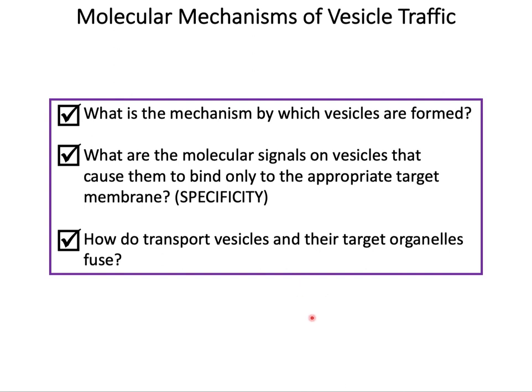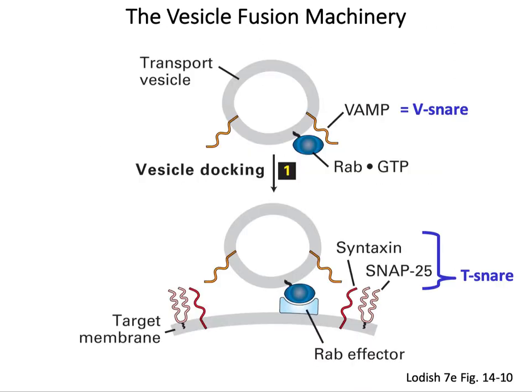How do these transport vesicles, once they find their membrane, fuse with the target membrane? What is the mechanism of fusion? So here are the V-snares and the Rabs which do this. Here is your transport vesicle. It is uncoated. You have the protein here known as VAMP, which in this example is the V-snare. Here is a Rab GTPase. Rab GTPase functions in the same way as ARF and SAR1. They are small molecular weight GTPases.